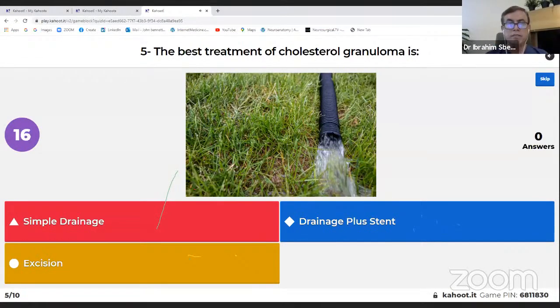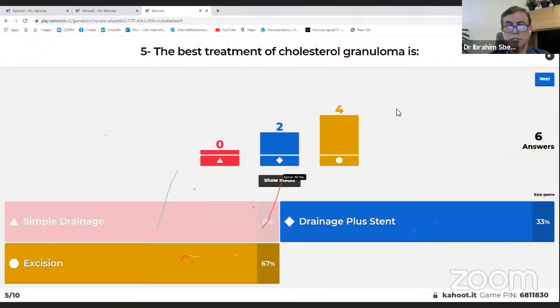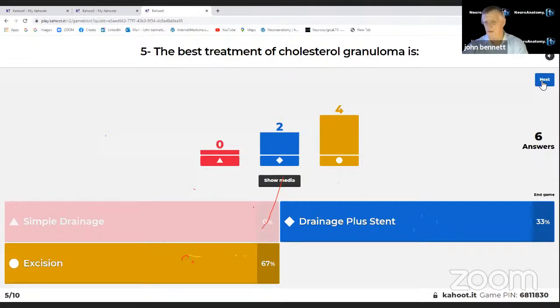The best treatment of cholesterol granuloma is simple drainage, plus stent or excision. Okay. So excision is the main line of treatment of these lesions. You don't need to remove all of them, and this is maybe alluding to what Dr. Abdullah Zidane asked. Do we need to remove all of the capsule? No. Sometimes you leave some there, but once you clean it and you want to fill it with fat, muscle, sealant and gel foam and so on, that would be enough. Would you consider drainage plus stent or no? No. Okay. Very good.